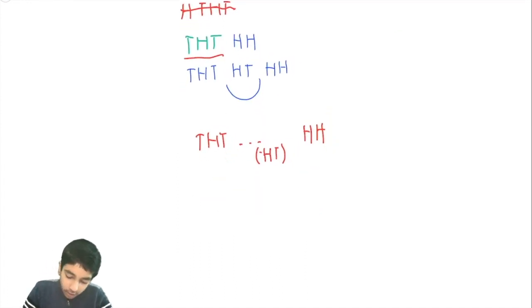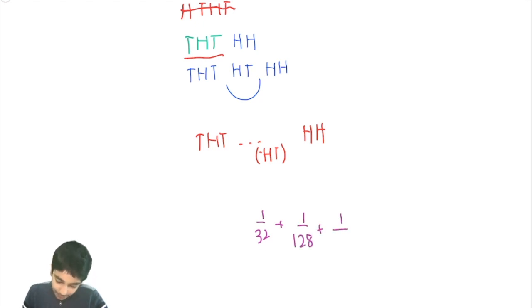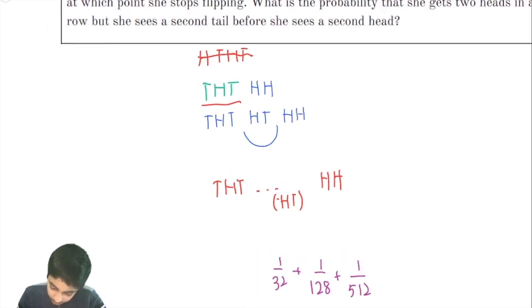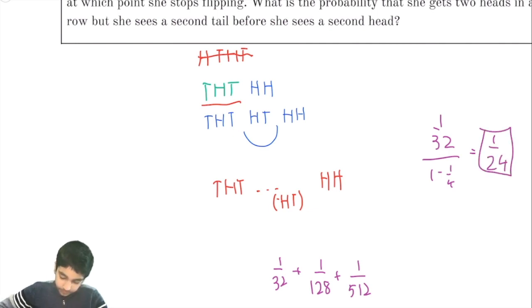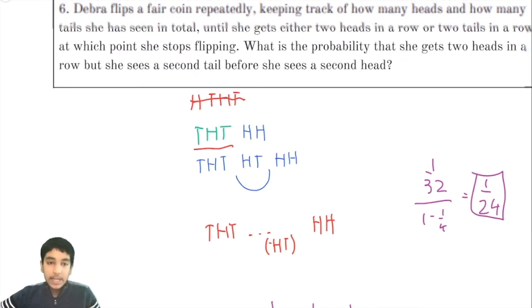So then the probability is just going to be equal to 1/32, which is 1/2 to the 5, because there's 2 choices for each of the 5 flips, plus 1/128, plus 1/512. And then this is just going to be equal to 1/32 times 1 over 1 minus 1/4, which is 1/24. That's the answer for this problem, by the infinite geometric series formula. Just to summarize the solution, we have THT followed by any combination of HTs and then an HH at the end.